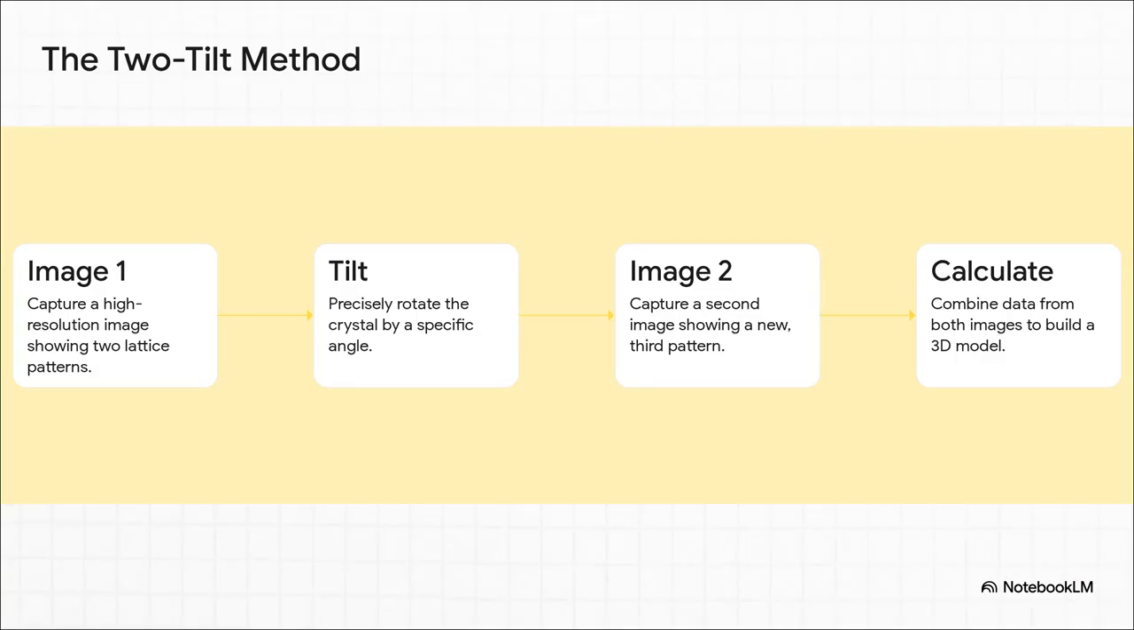Okay, here's the game plan, and it's beautifully simple. Step 1, you take a super high-res picture of the nanocrystal. The goal is to see the atomic patterns, the lattices, from at least 2 different directions. Step 2, you tilt the crystal, and it has to be a very precise tilt. Step 3, snap another picture. And finally, step 4, you take the information from both pictures, do a little bit of geometry, and bam, you calculate the entire 3D structure.